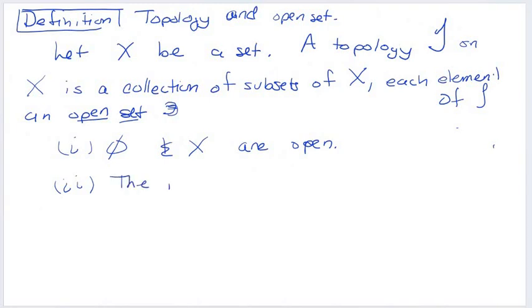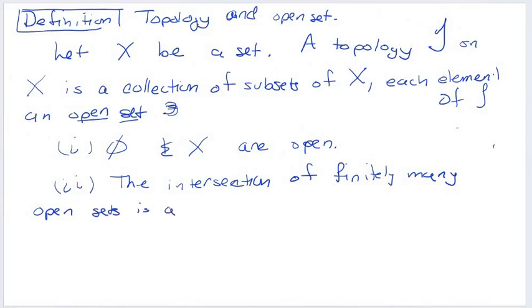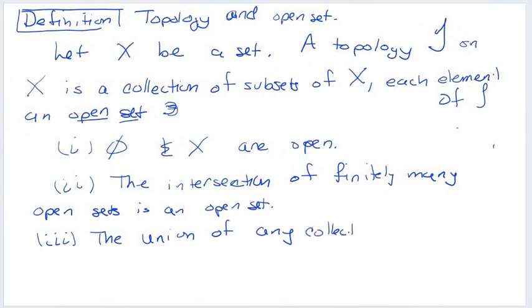The intersection of finitely many open sets is an open set. The union of any collection, could be infinite, of open sets is an open set. And by open set, you mean that it belongs to the original topology. That's what you mean.